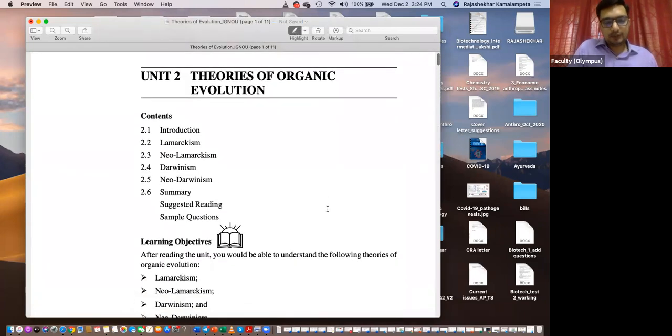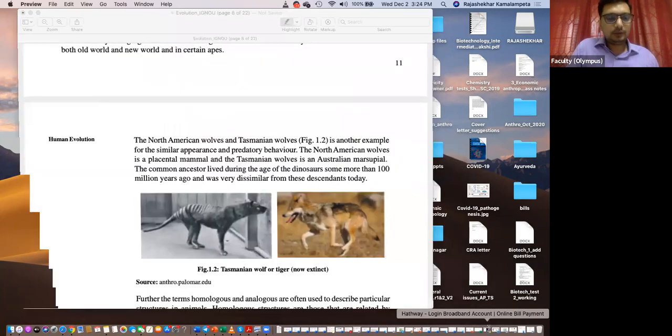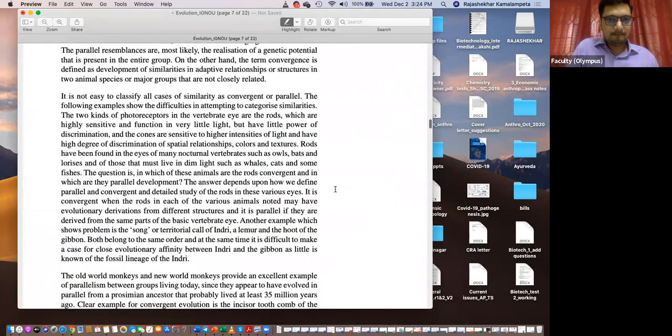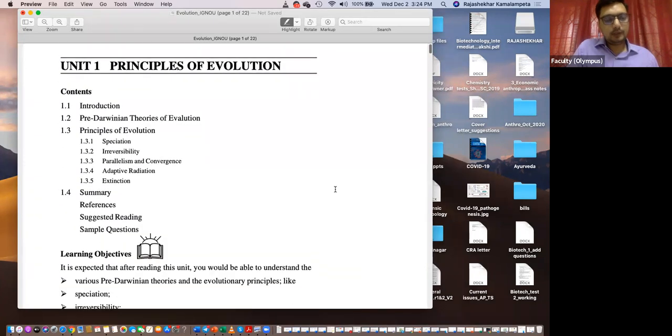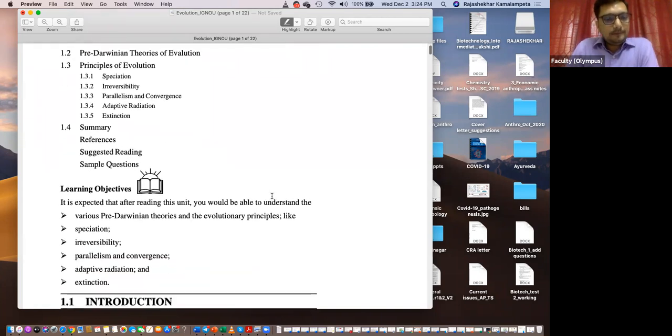This is the one I posted, Theories of Organic Evolution. But before that, there is one more document that makes it a little bit easy for us to follow what this talks about. This is a big document, Principles of Evolution. This is taken from IGNOU material, so every piece of information that we require is put together really well. We utilize this as a source of information, as a reference point for us.